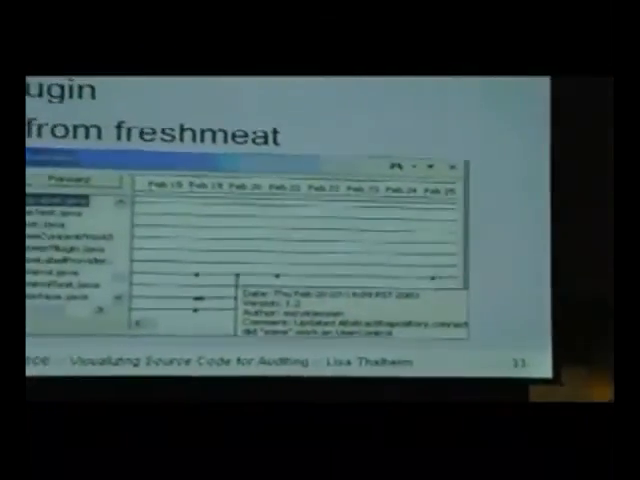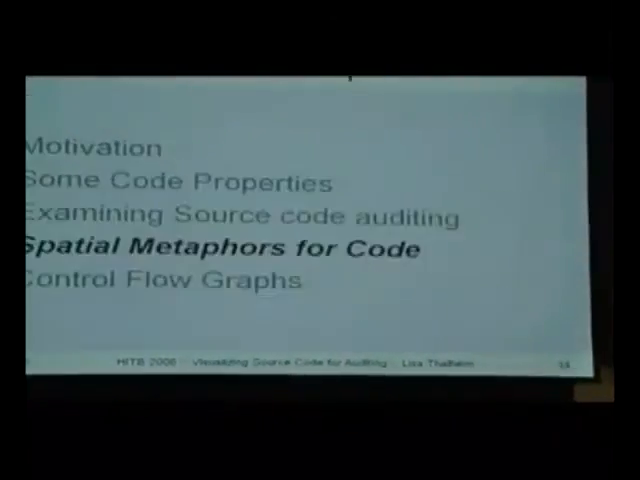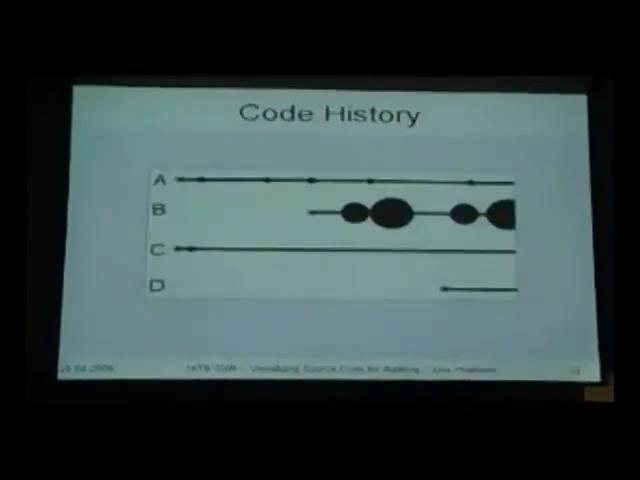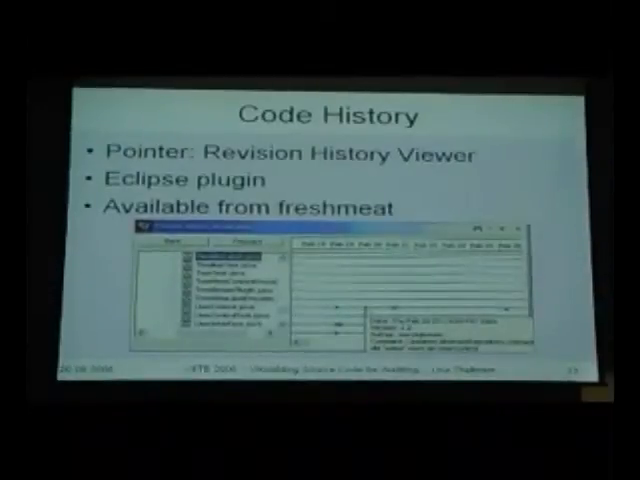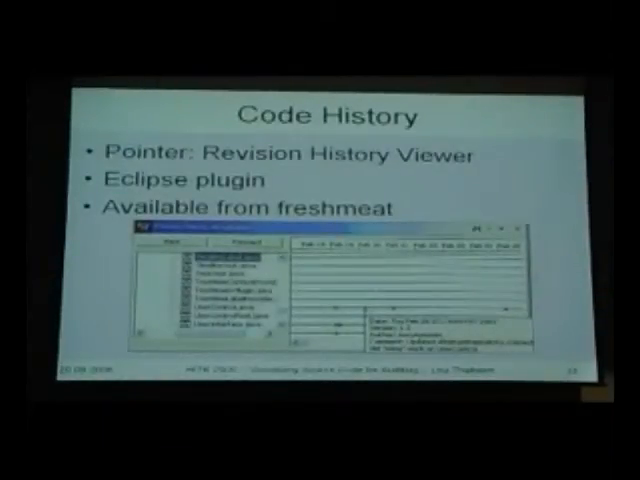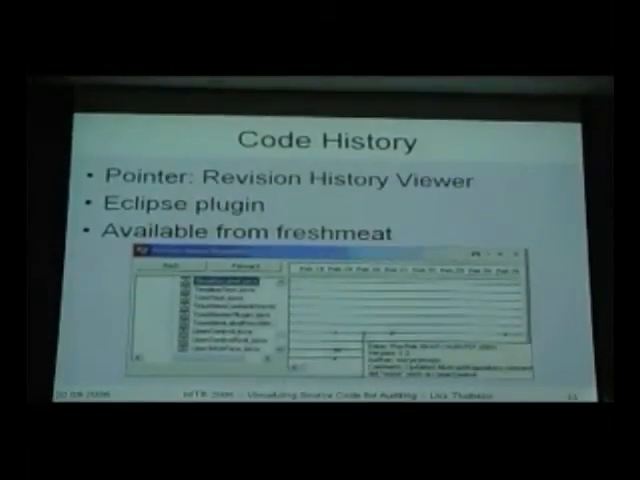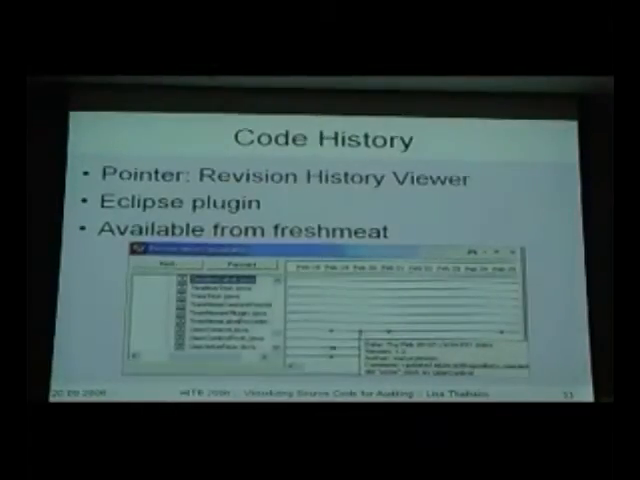A pointer: while I was preparing this talk, I also noticed that there's a revision history view available from FreshMe, two years old. I couldn't get it to run, it just crashed on me repeatedly, and I didn't really have the nerve to figure out why. It's an Eclipse plugin. It sort of does what I was talking about. Grabs the code pieces over time and changes as little bits. So if it runs, it's probably cool.